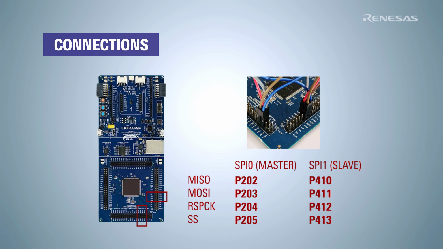For the connections, the master channel uses pin 202 as MISO, pin 203 as MOSI, pin 204 as the clock, and pin 205 as slave select. As for the slave, the pins are 410, 411, 412, and 413.